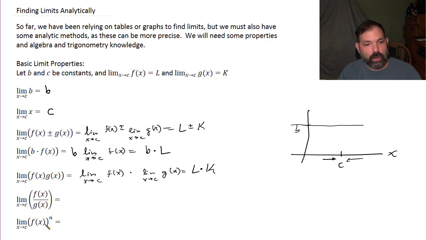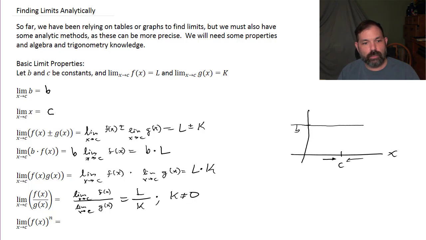And again, if we're dividing functions, it works the same. We've got to be a little bit more careful here. This is equal to the limit with x approaching c of f of x over the limit with x approaching c of g of x. But there's a condition we need here. Can you think of the condition we need before I say it? Remember that we can't have a 0 in the denominator. So then this is equal to L over K, provided K is non-zero.